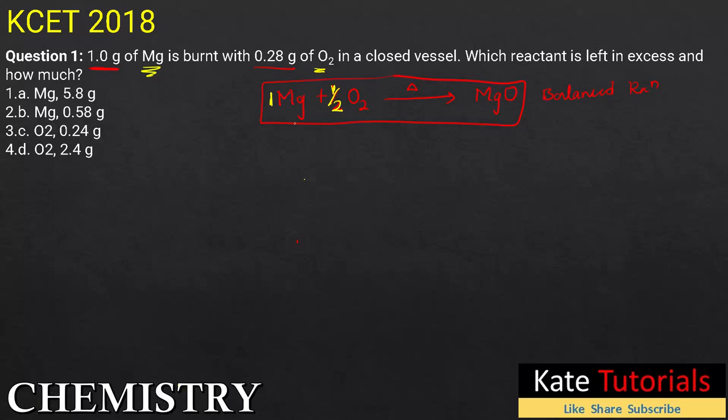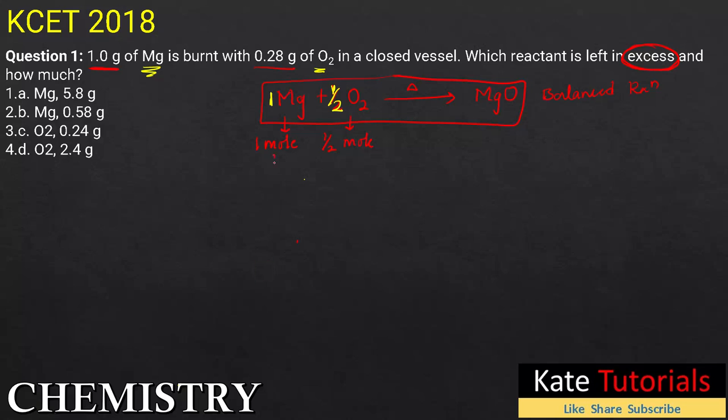So the first question is: which reagent is left in excess? We have to find which is in excess, and we can find it easily. Stoichiometry 1 means 1 mole of magnesium is reacting with half mole of oxygen. So I have written 1 mole below magnesium, and half mole below oxygen.